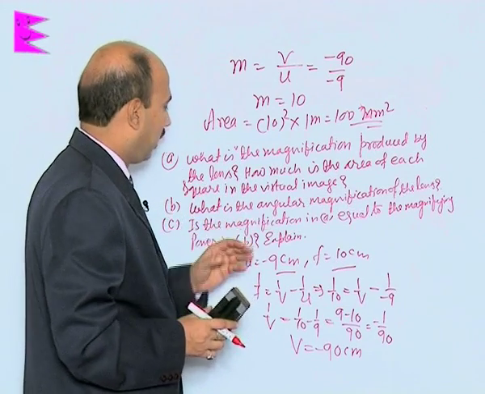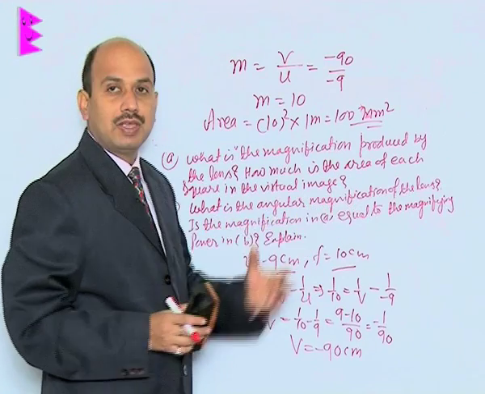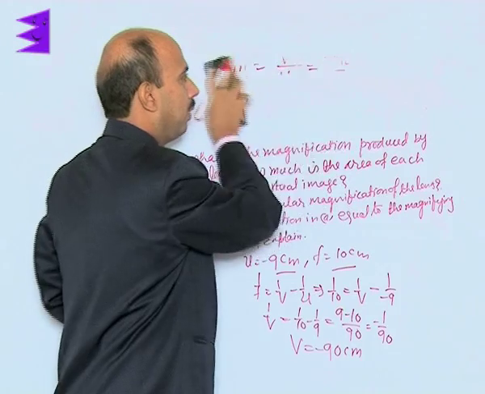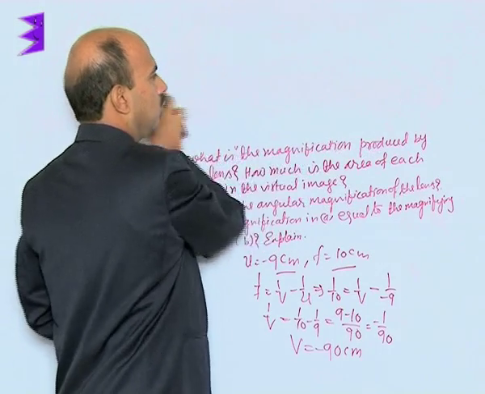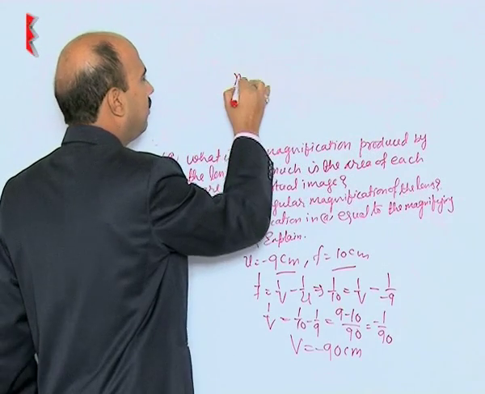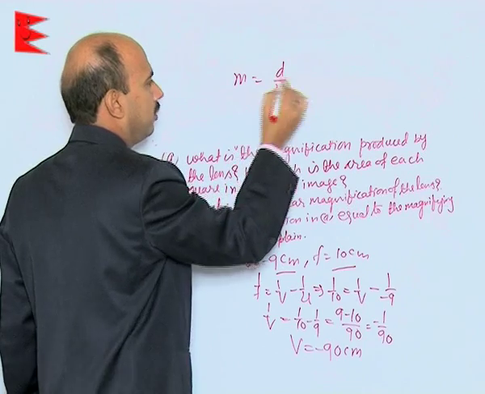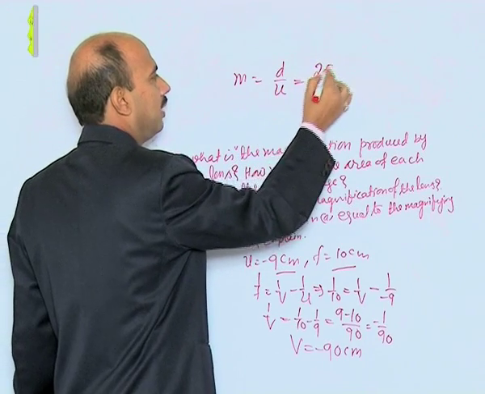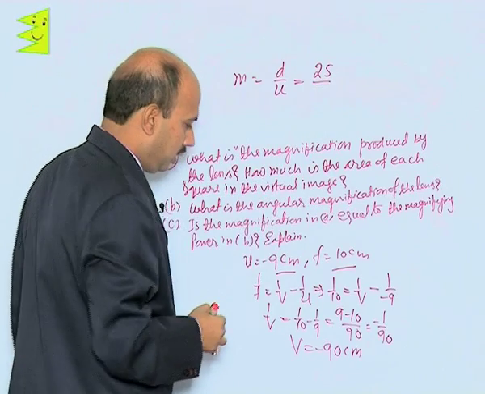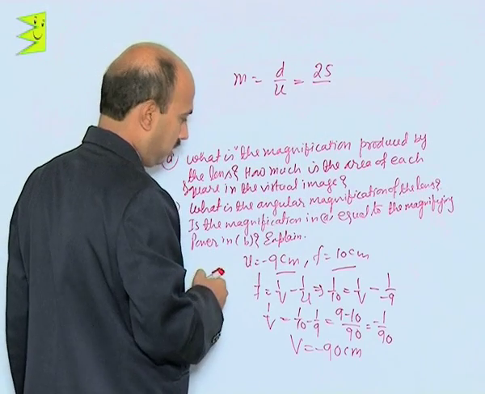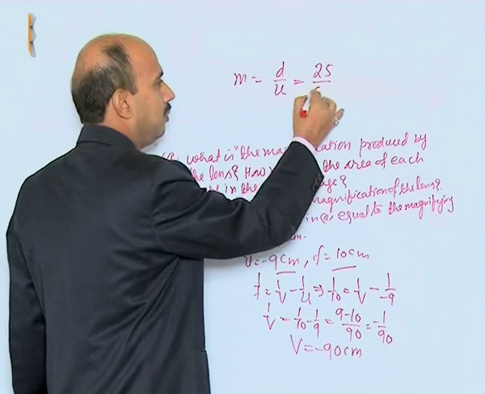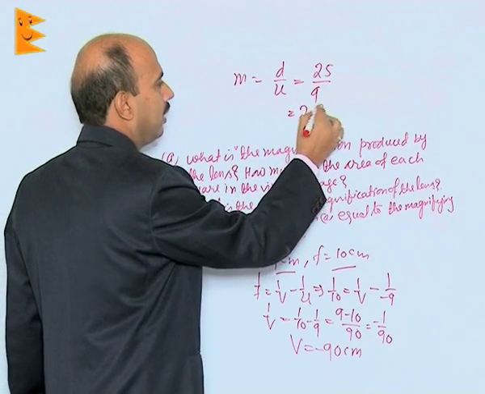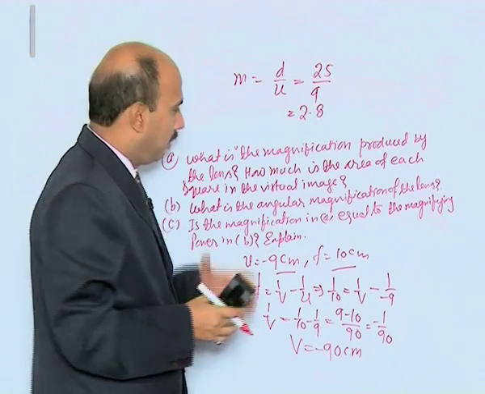Now, look at the B part. What is the angular magnification, that is the magnifying power. So, we can calculate magnifying power also. Magnifying power M is equal to D upon u. D we have got here, that is 25 centimeter, divided by u, that is 9 centimeter. So, you will be getting here 2.8. This is the B part.